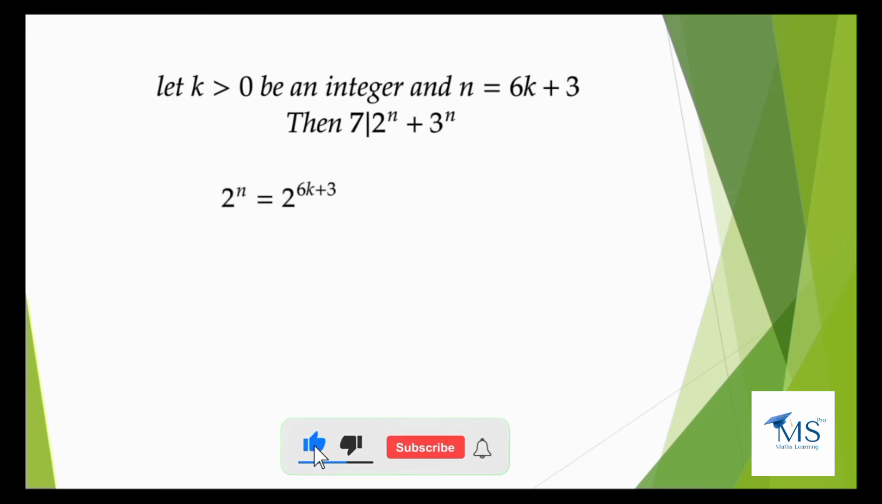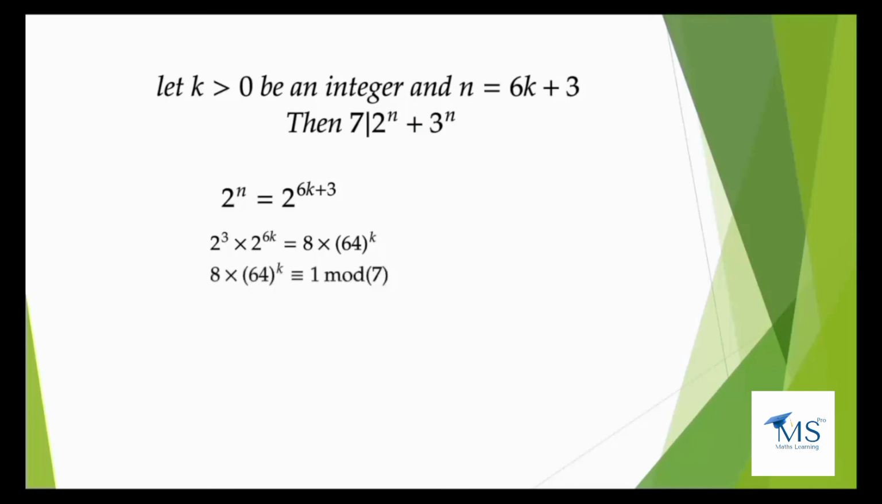So we can simply say that 2 raised to the power n is equal to 2 raised to the power 6k plus 3. So we can substitute the value of n and rewrite it as 2 raised to the power 3 multiplied by 2 raised to the power 6k, which is equal to 8 multiplied by 64 raised to the power k. And now we can say 8 multiplied by 64 raised to the power k is congruent to 1 modulo 7. And if we substitute the value, we can simply say 2 raised to the power n minus 1 is congruent to 0 modulo 7.